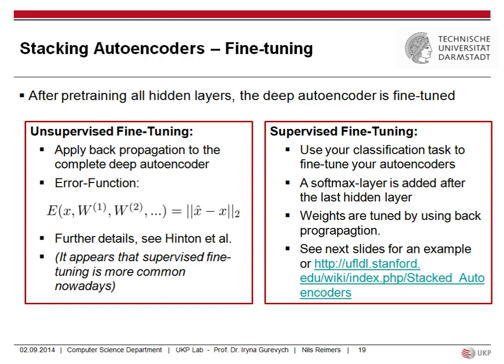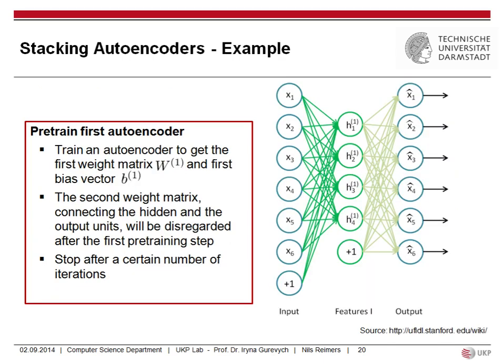Or you can do fine-tuning for a classification task, for example with the labels for your images of digits, and you just apply a softmax layer as the last layer, and then you do normal supervised training on that. To give you an example, we start with 6 inputs and reduce them to 4 hidden units, and you train an autoencoder to get the first weight matrix and the first bias vector, which is depicted here. Then you try to reconstruct it, and after a certain number of iterations, you stop. You neglect this decoder here. The first part is the encoder, this is the decoder, and you just drop it.